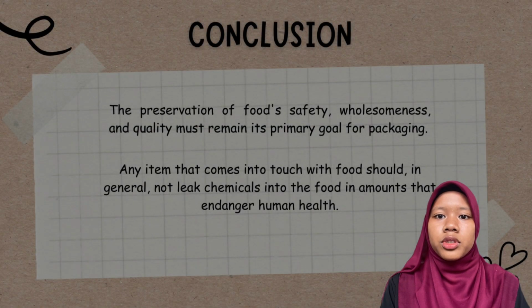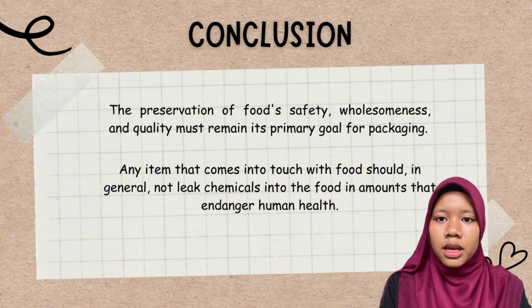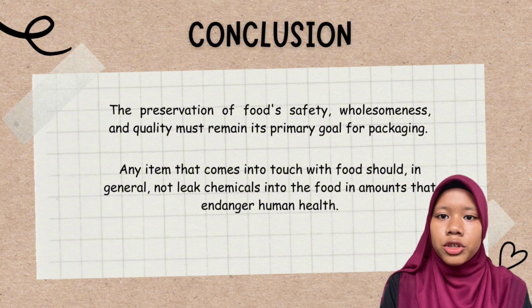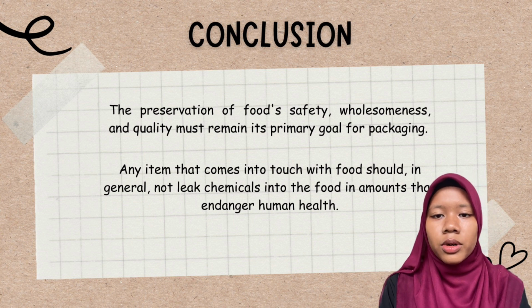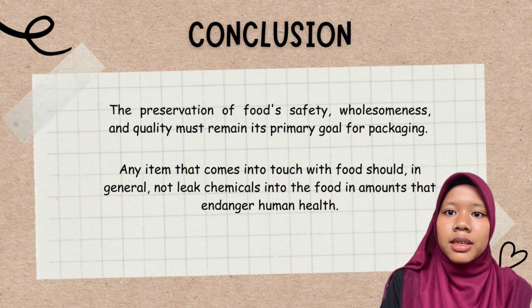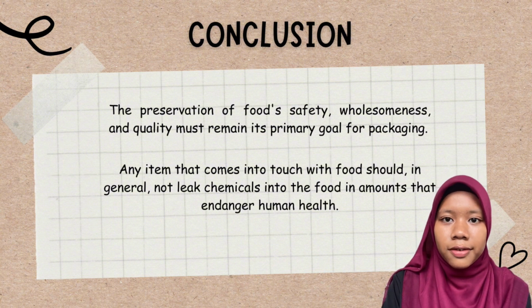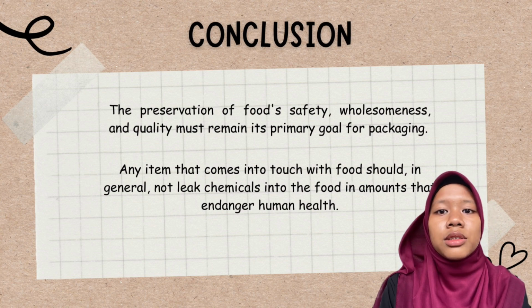The preservation of food safety, wholesomeness and quality must remain the major goals for packaging. Any item that comes into touch with food should in general not leak chemicals into the food in amounts that endanger human health. Therefore, it is crucial to comprehend the chemical makeup of the packaging material. Other than that, the quantities at which this chemical might partition into foodstuff, a process known as migration, are needed in order to determine the health effect connected to food packaging.